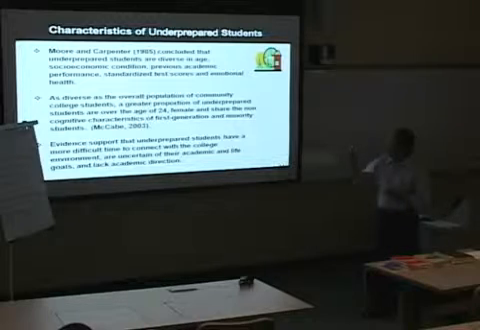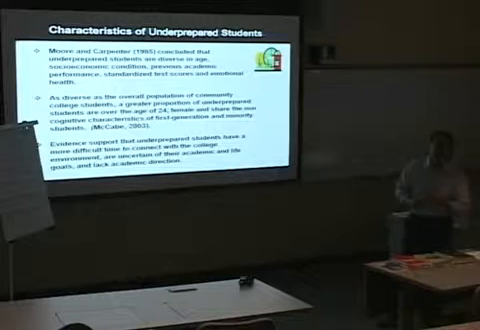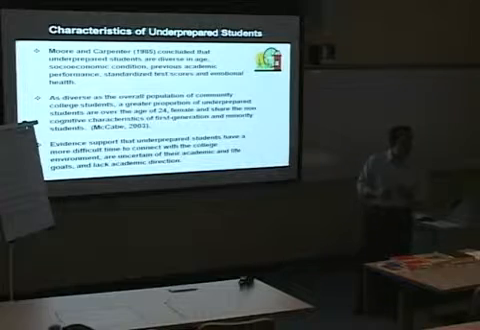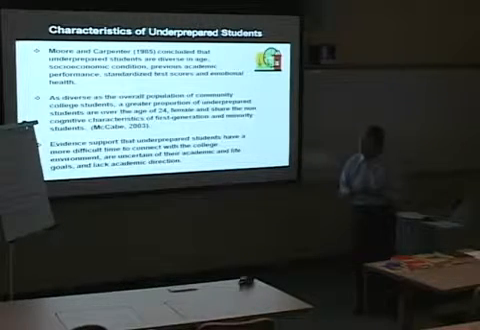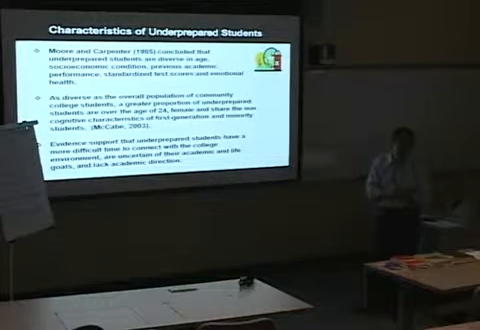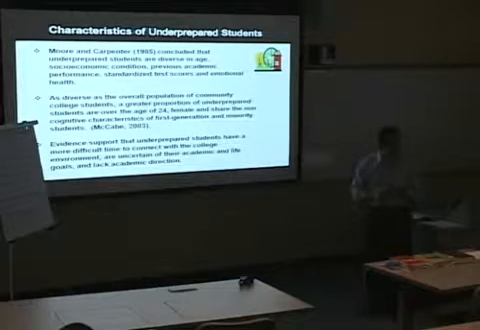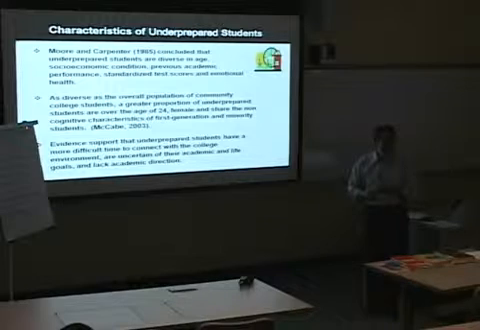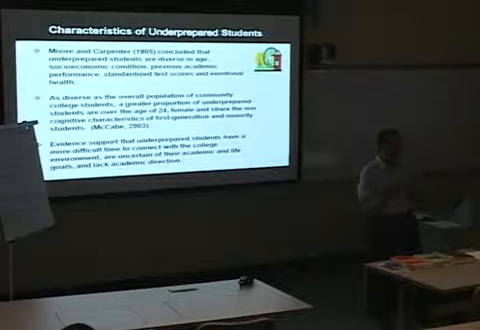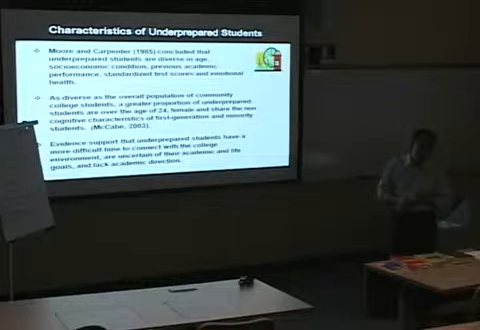So it's diverse in socioeconomic status, placement tests or standardized testing, emotional level, and health level. And if you look at the breakdown as far as proportion of underprepared students, a greater proportion over the age of 24, female, and share some of the very common characteristics of what we call the non-cognitive characteristics of first generation and minority students.